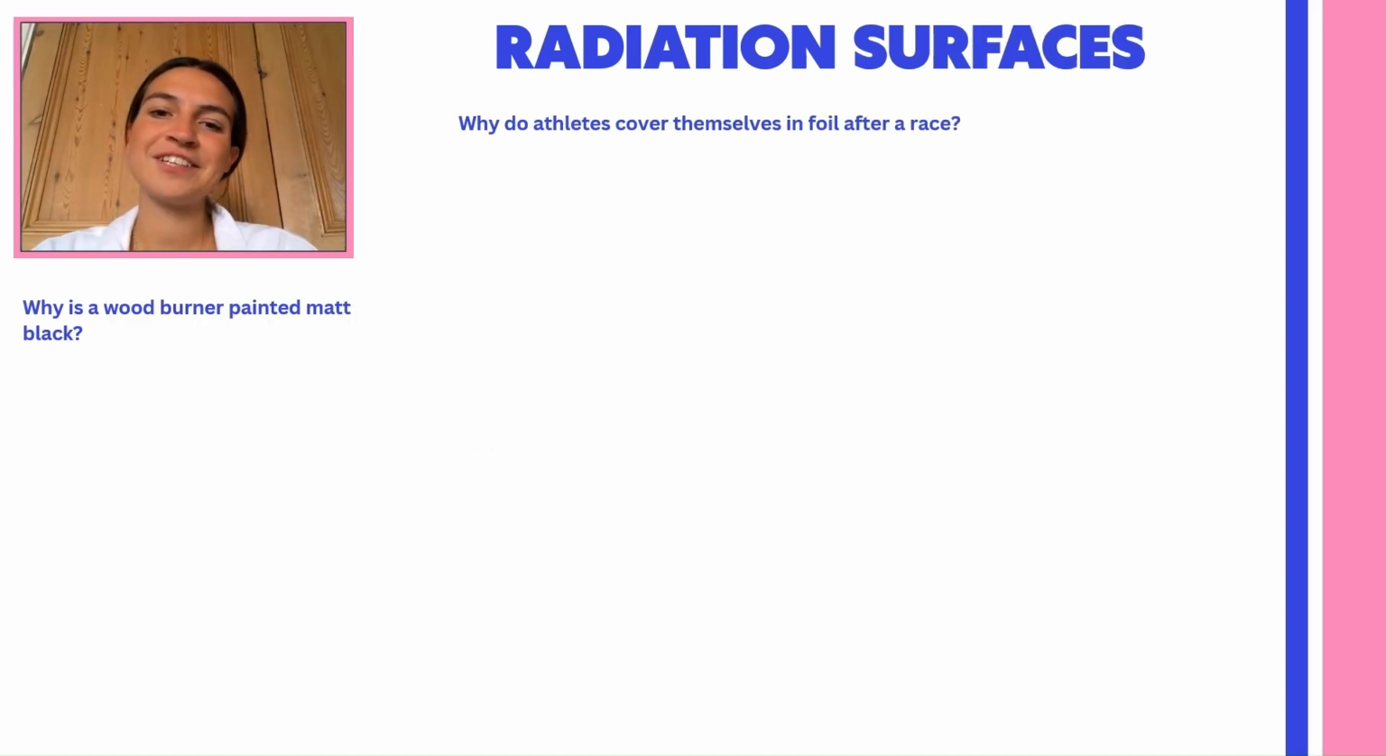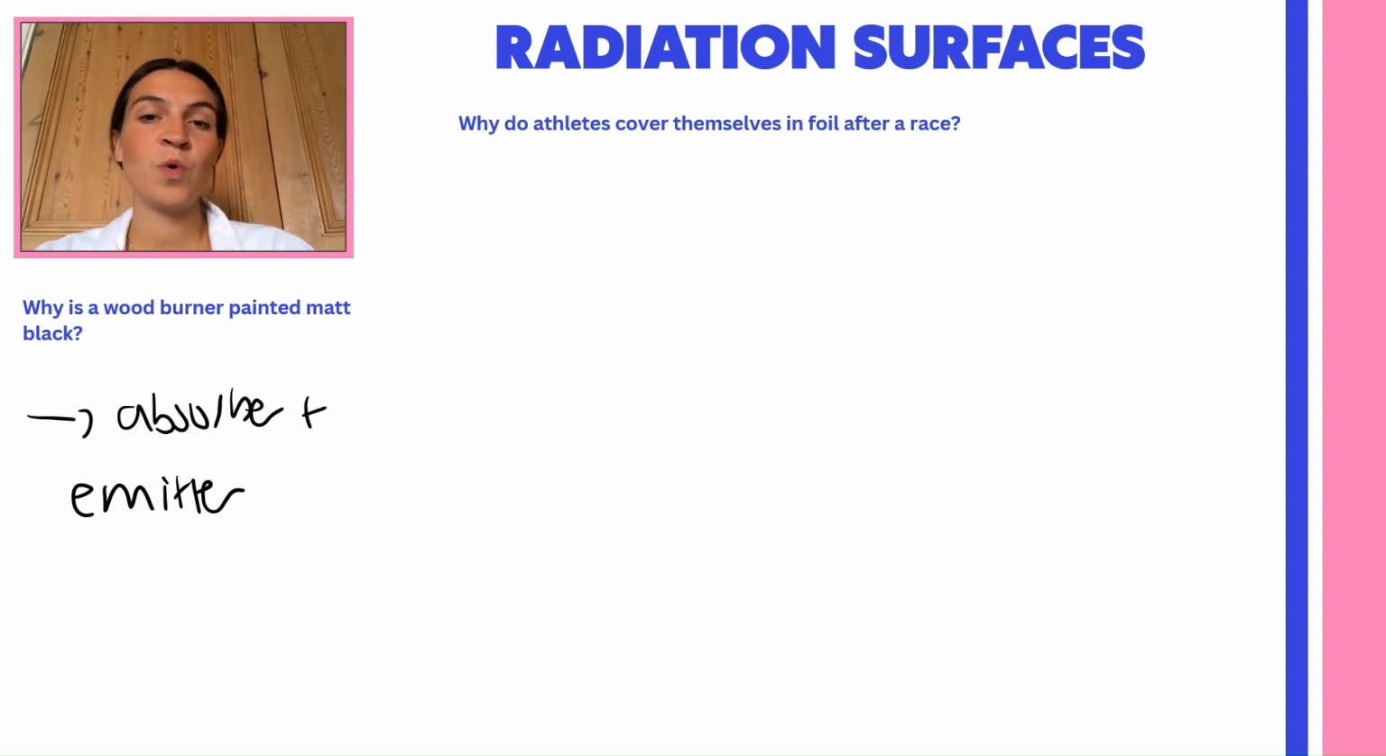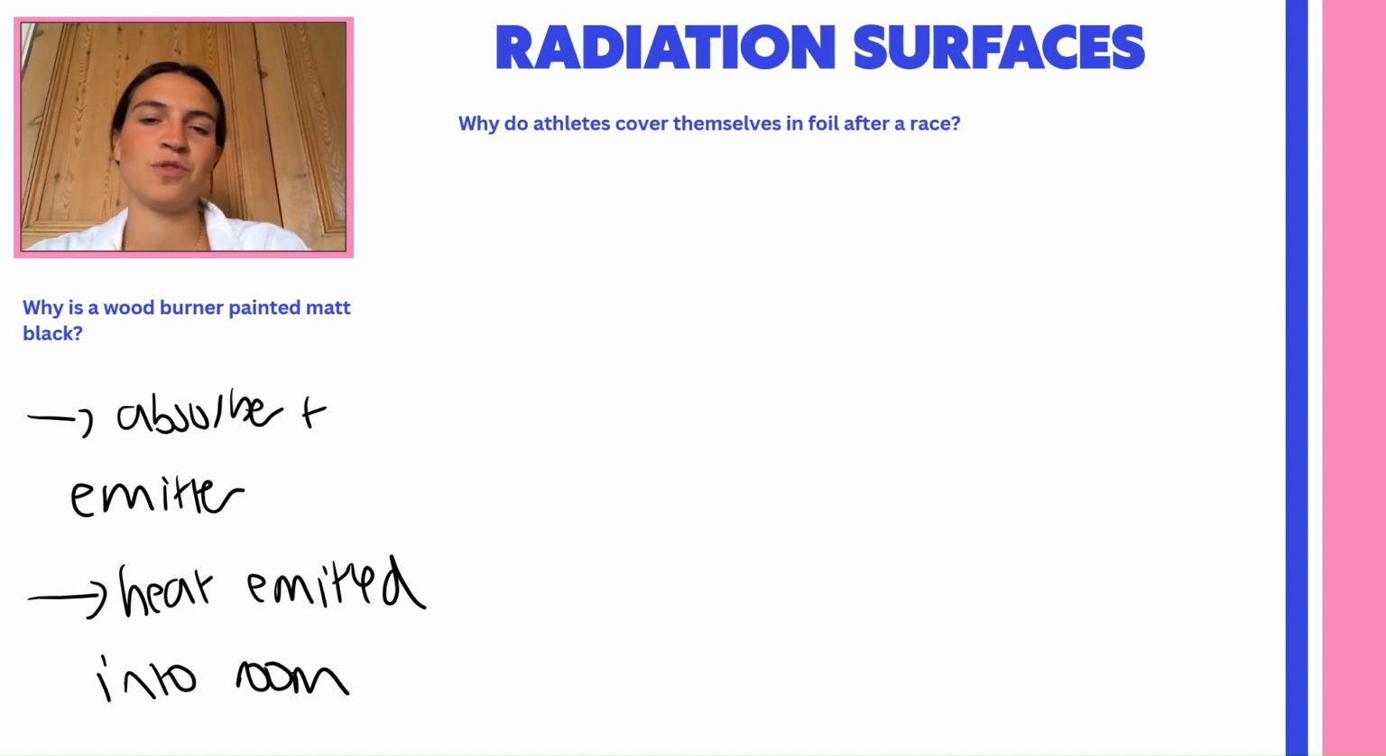Okay, now for radiation and surfaces. Why is a wood burner painted matte black? We know that matte black in particular is a good absorber and emitter of heat, and that's good for my wood burner because we want it to emit the heat out into the room. So that's why it suits its purpose.